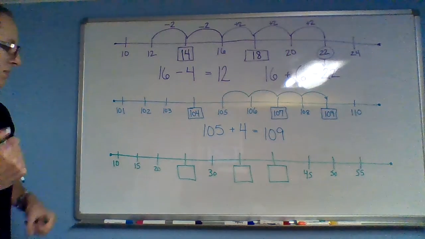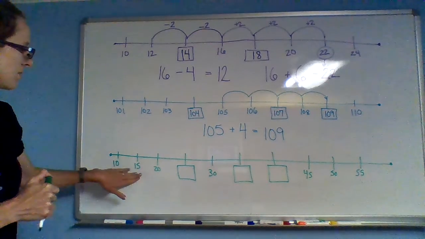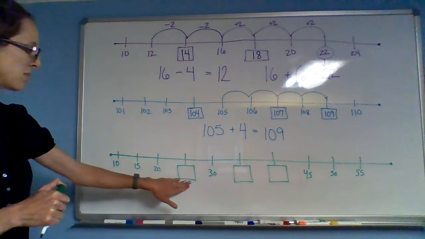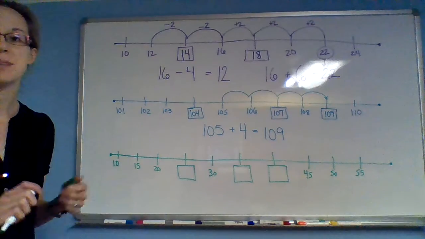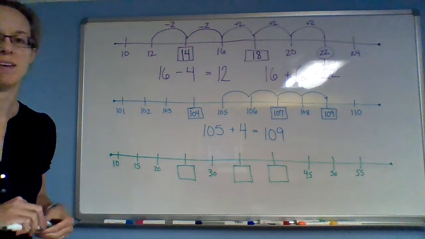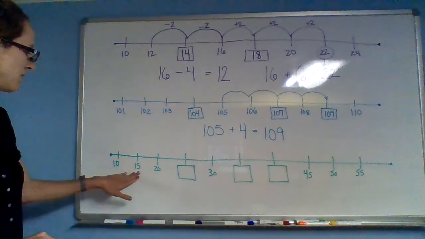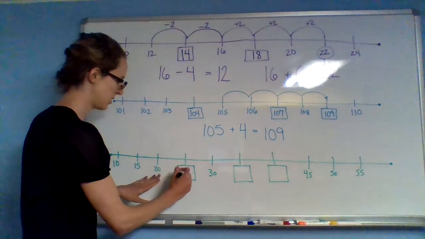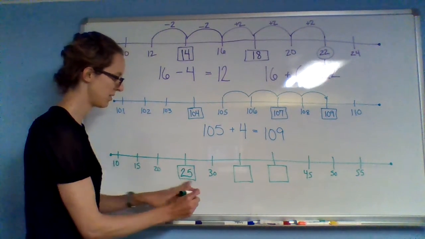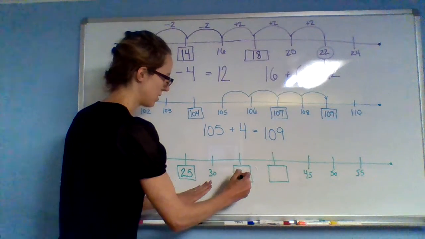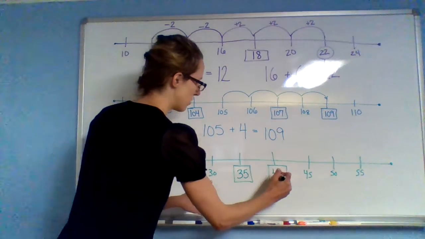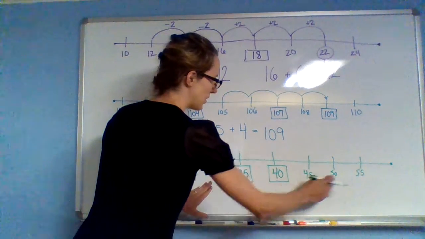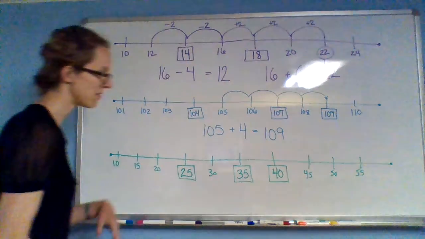Last number line. 10, 15, 20, something, 30. I'm seeing a pattern that I'm skip counting by fives. 10, 15, 20, 25, 30, 35, 40, 45, 50, 55.